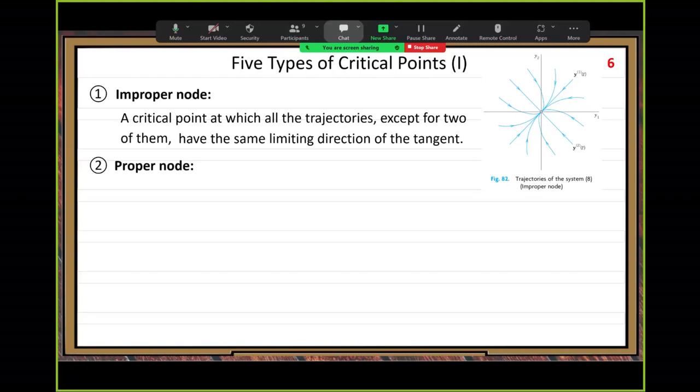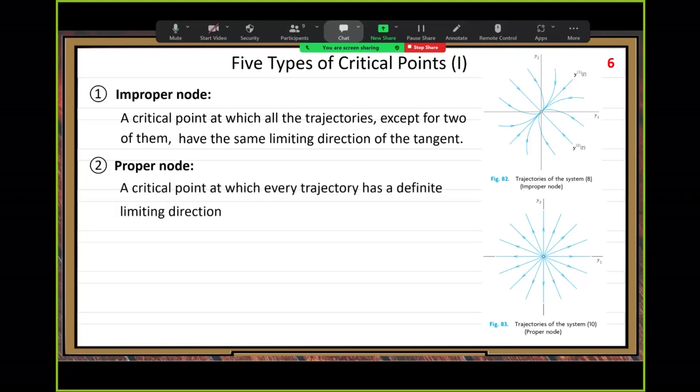Then the proper node, the second type. What's that? A proper node is a critical point at which every trajectory has a definite limiting direction, and for any given direction, there is a trajectory having it as its limiting direction.